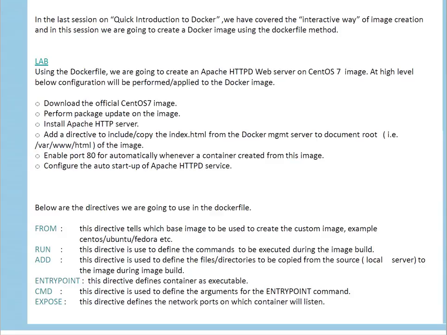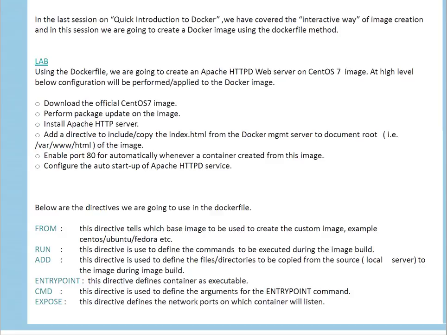And let's discuss a couple of directives or instructions which we have to define in Dockerfile. First instruction is FROM. FROM tells which base image to be used. Your base image is basically your CentOS image, Ubuntu, Fedora, Red Hat, or any different version of Linux or any other operating system. RUN. This is used to define the commands which need to be executed during the image build. ADD is used to define files or directories which need to be copied from source to image.